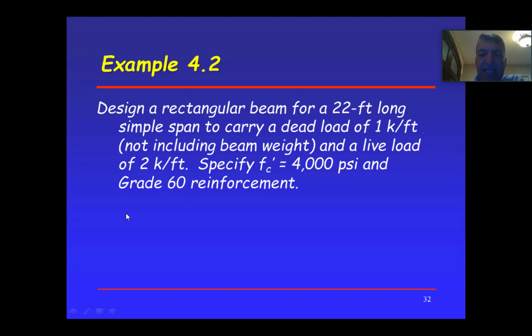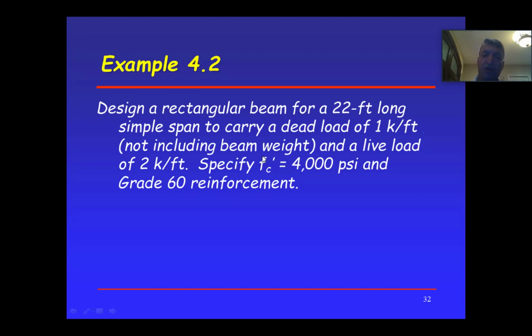Very good. I have a quick question. Yes. For grade 60 reinforcement, does that mean the rebar has a yield strength of 60 ksi? Yes, thank you very much. It's either we tell you fy is 60 ksi, or 60,000 psi, or grade 60 reinforcement. The same thing. Thank you for asking that.